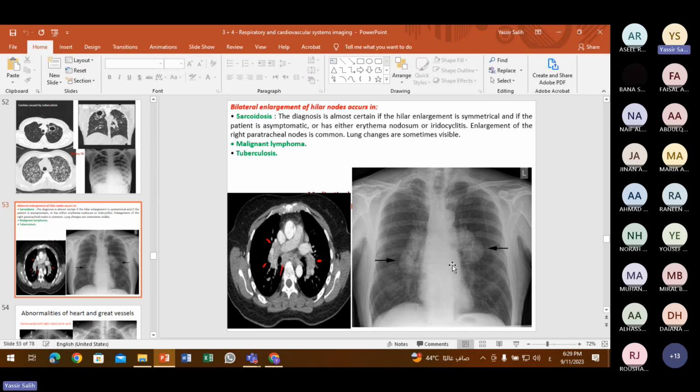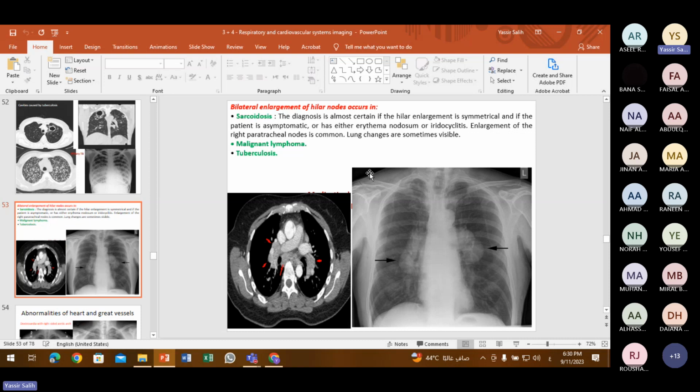This is the classical chest X-ray manifestation of sarcoidosis. It has other stages, but this is the bilateral hilar lymphadenopathy and right paratracheal lymphadenopathy. So this is the classical manifestation of sarcoidosis.